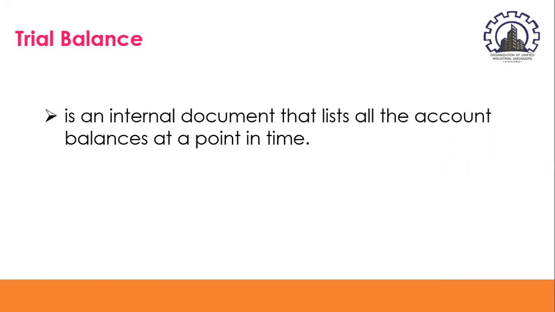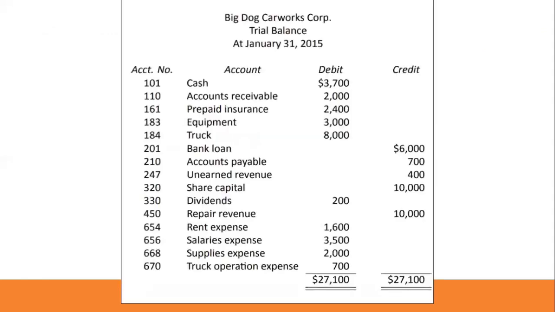The form and content of each trial balance is illustrated in the next slide using the account numbers, account names, and account balances of Big Dog Car Works Corporation at January 31st, 2015. Now, assume that the account numbers are those assigned by the business.